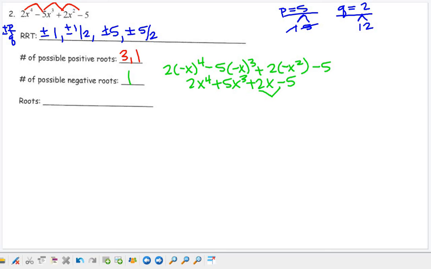Okay, so remember I have to have a total of 4 roots. So I either have 3 positive and 1 negative, or I have 1 positive, 1 negative, and then 2 or 0 imaginary, because remember it has to total to 4. Okay, so we need to pick from our list. You can pick whatever you want to pick. It makes no difference. Start wherever you want to start.